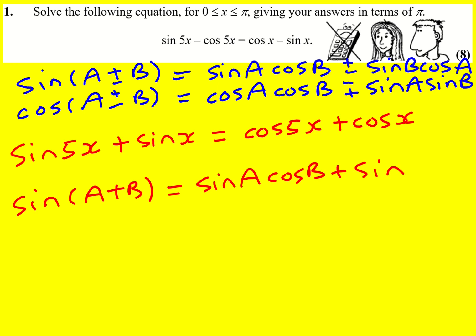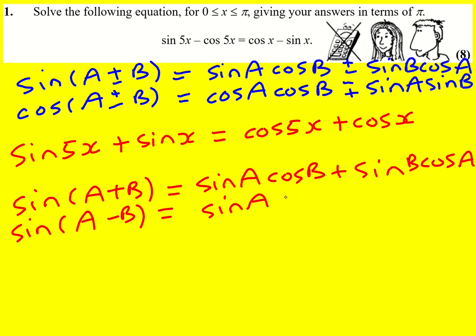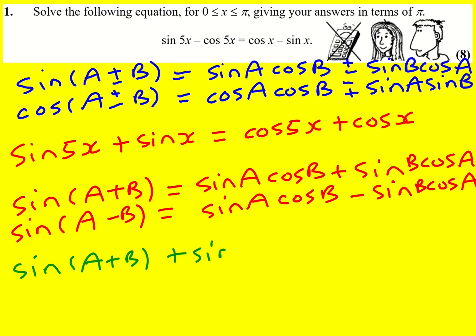Not always on the A level, so this is why practicing these sorts of questions is important. Where was I here? Okay, because I get the same thing here, just minus. Now, if I add these two together, then I'm going to get sine a plus b plus sine a minus b. If I add them, then these are going to cancel, and I'm left with two lots of this.